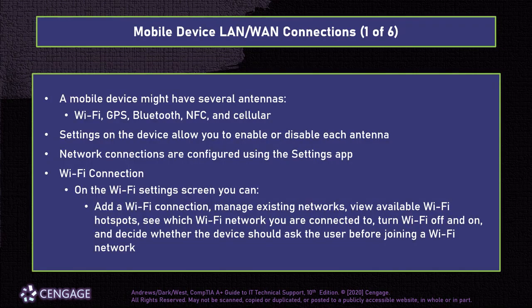Mobile devices might have several different antennas that they use to connect to external networks. So Wi-Fi, of course, GPS, Bluetooth, NFC, cellular. These settings can be modified in order to allow you to connect or disconnect to each of these different pieces. Network connections are often configured using the settings app. So on a Wi-Fi connection, for example, we can add a connection, remove a connection, turn it off and on, see what we're connected to, and then of course, the last one is really important, decide whether or not the device should ask us before joining a network. I have never run into a situation where I would think of turning that off. I always want the device to prompt me before I connect to a network, just in case it's one that's doing an evil twin attack or something similar.